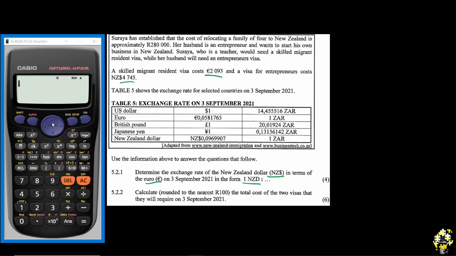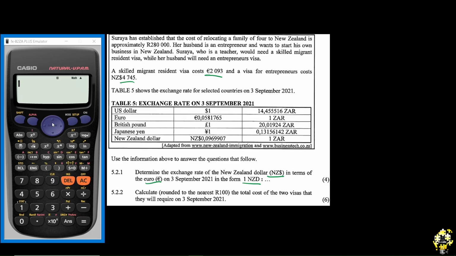Well, look at the table. There is no exchange rate that has to do with the New Zealand dollar and the euros in particular. It's only New Zealand dollar and the South African rand. It's only euros and the South African rand. There is no euros to dollars or New Zealand dollars to euros. What do we do? I'm glad you asked. Let me show you how we do it.